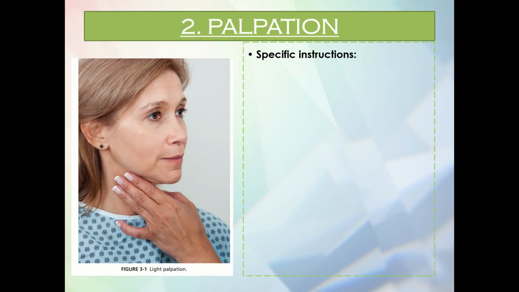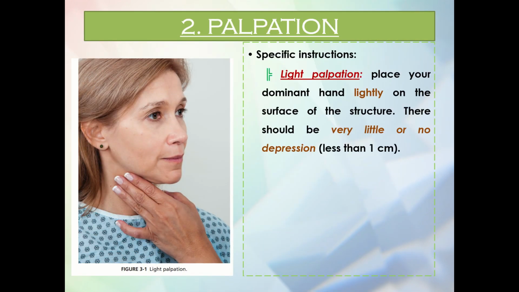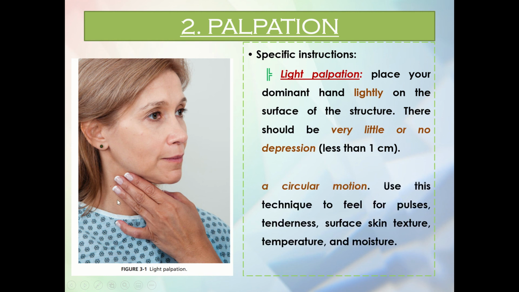So this is the light palpation. So how do we perform light palpation? Place your dominant hand. Dominant hand, ito yung hand na tayo ay mas sanay gamitin. Okay? So, place your dominant hand lightly lang ha, lightly on the surface of the structure na gusto mong ipalpate. So there should be very little or no depression, less than 1 centimeter, just like this. So parang ilalagay lang natin yung ating hand, dominant hand, in areas that we would want to palpate.